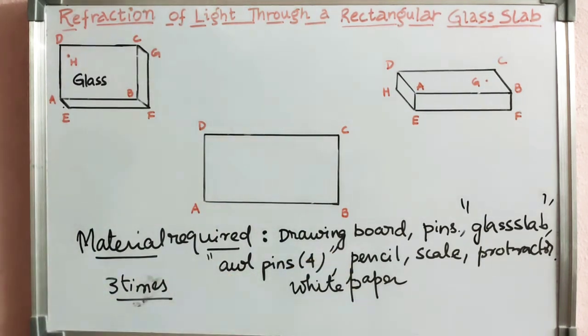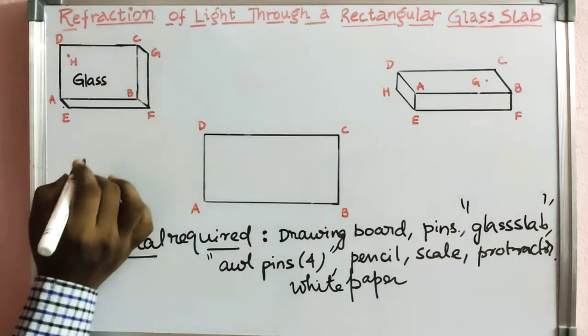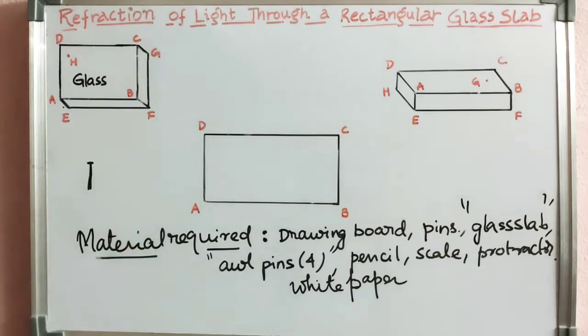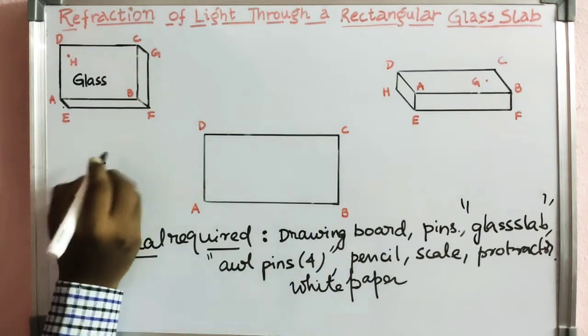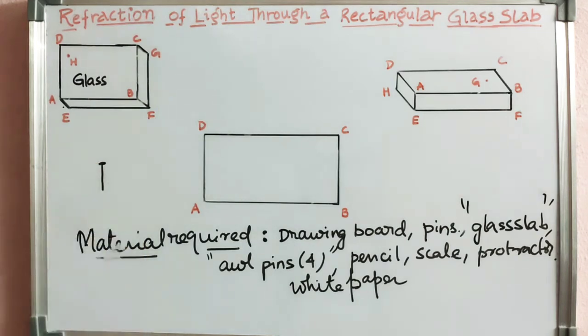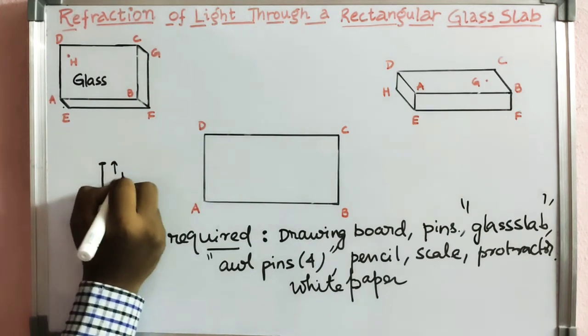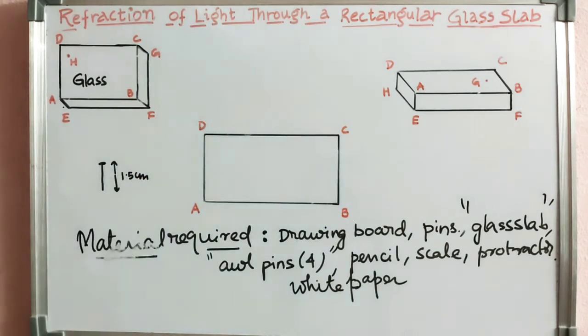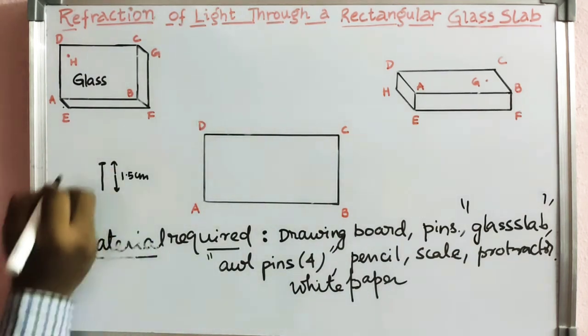I hope you know what all pins are. Most times students ask me what all pins are. An all pin looks like this: it has a small head and a very thin body. Its height would be around 1.5 centimeters. So it's very thin, right? What are the other types of pins you have?